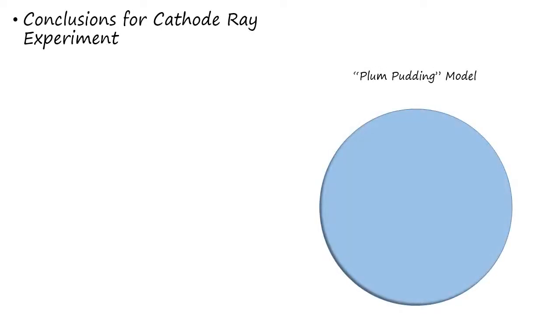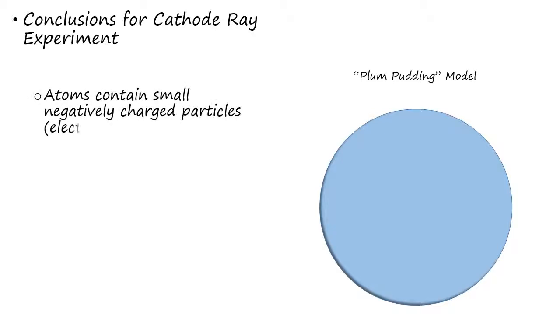So from these observations, J.J. Thomson was able to conclude several things about the atom. The first and most important being that the atom is no longer this small hard sphere that is the smallest unit of mass. There's actually something smaller than the atom that makes up the atom, and that being that atoms contain small negatively charged particles called electrons. And Thomson believed that these electrons were uniformly distributed throughout the mass of the atom.